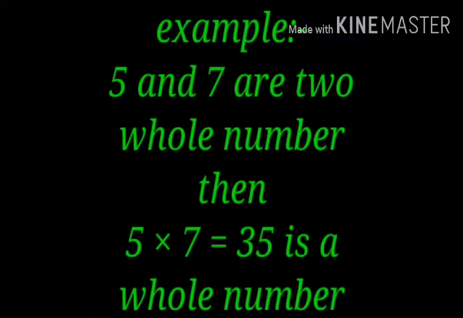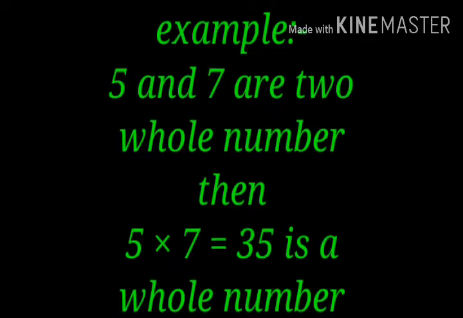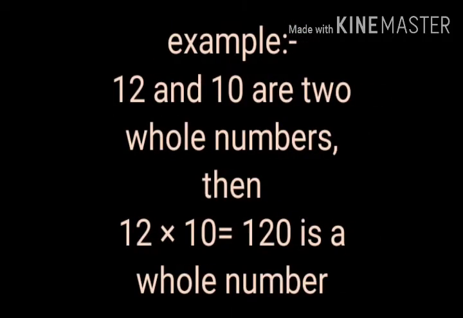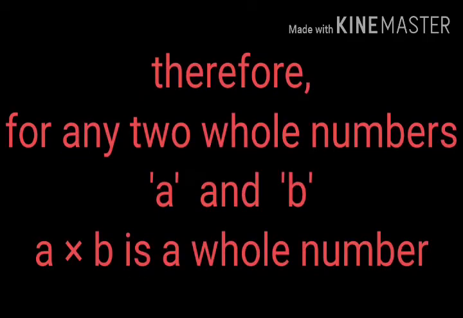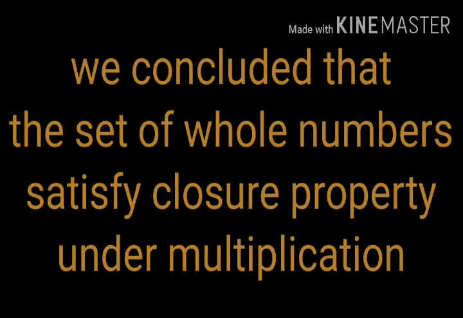Now, multiplication. Example: 5 and 7 are two whole numbers. Then 5 into 7 equals 35, which is a whole number. Example: 12 and 10 are two whole numbers. 12 into 10 equals 120, which is a whole number. Therefore, for any two whole numbers a and b, a into b is a whole number. We conclude that the set of whole numbers satisfies closure property under multiplication.